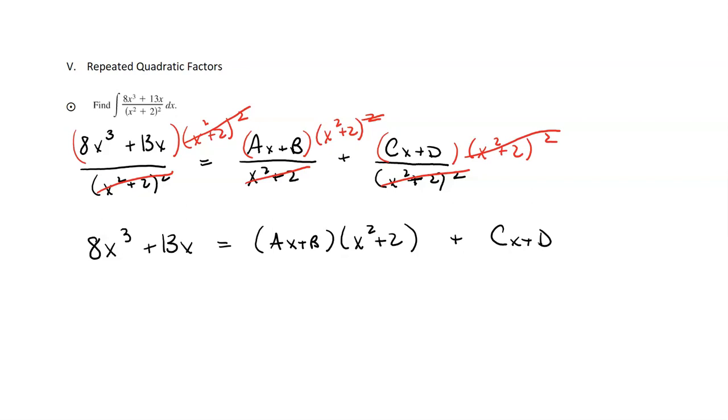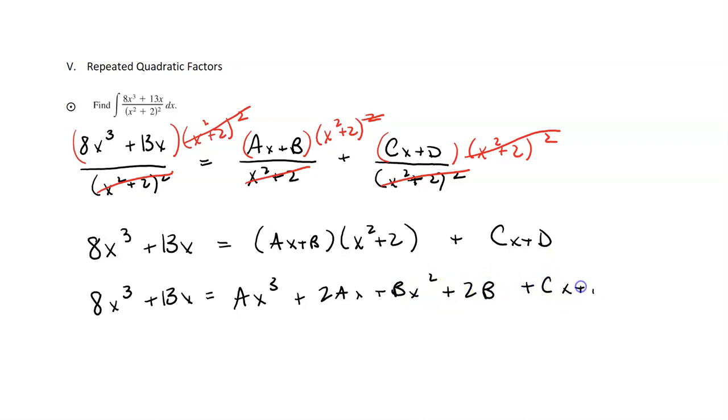And again, there's nothing I can really plug in to cancel everything out, so I'm just going to use the straightforward method that works every time. I'm going to FOIL all this out, and then I'm going to equate the corresponding coefficients. So leaving the left-hand side the same for now, foiling here, I get Ax cubed plus 2Ax plus Bx squared plus 2B, and then this is just Cx plus D.